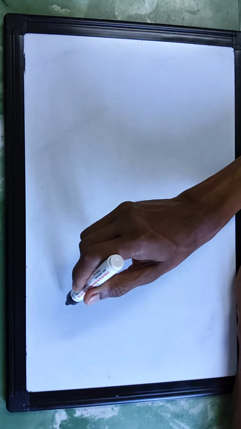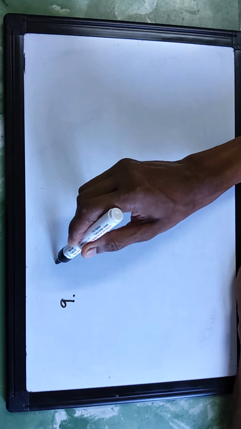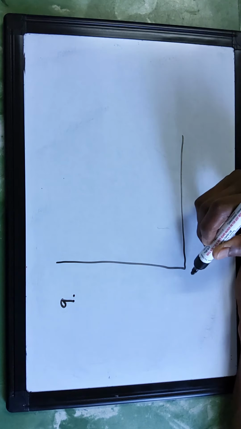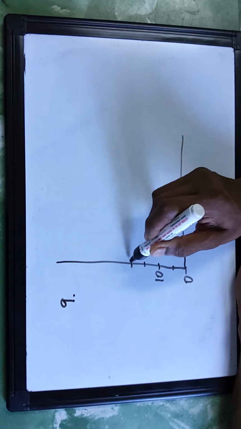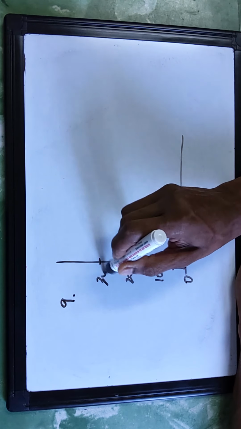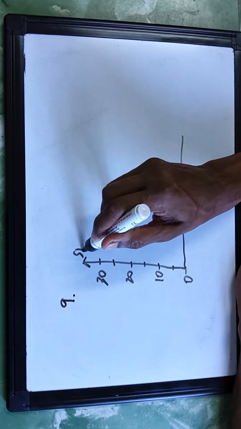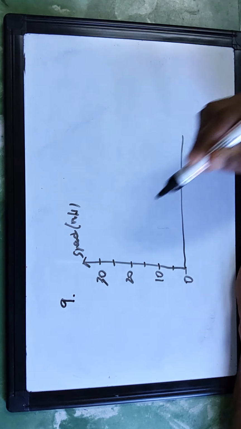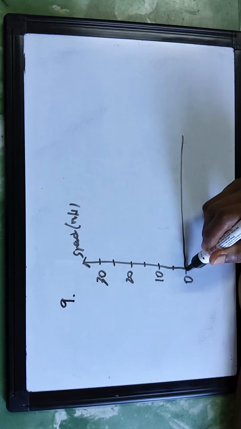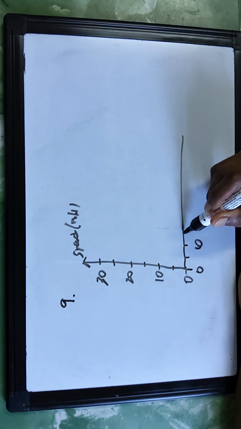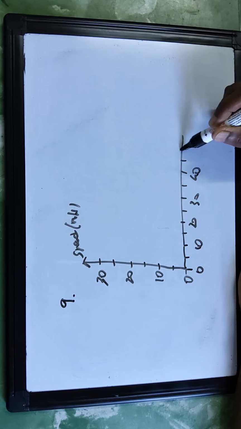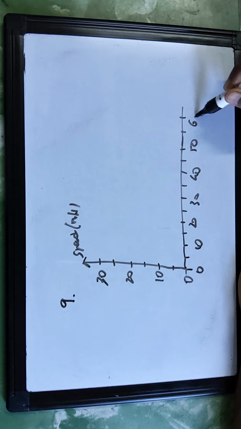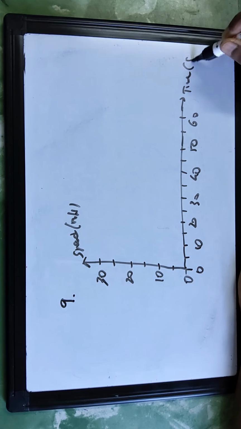Number 9, you have to draw a speed time graph. So along the vertical axis you have speed. So it's 10, 20, 30. That's the speed measured in meters per second. And along the time axis, the horizontal axis, you have 0, 10, 20, 30, 40, 50, and 60. That's the time axis measured in seconds.